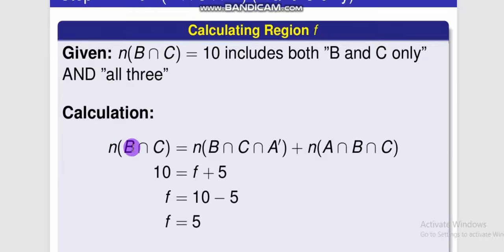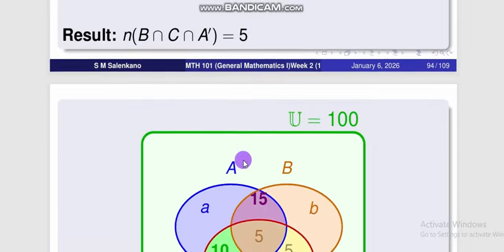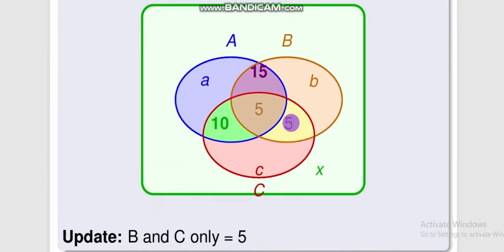The number of elements in B and C, okay, B intersection C includes those who read B and C without A and those who read all the three. So the total we are given was 10 is equal to F, we don't know this, plus for all the three 5. So our F is 10 minus 5, we get F as 5. So we go to the Venn diagram, our result, we got 5. We go to the Venn diagram where we had that F, we put 5. See? So our update here is that B and C only is 5, right? So we put 5 there.